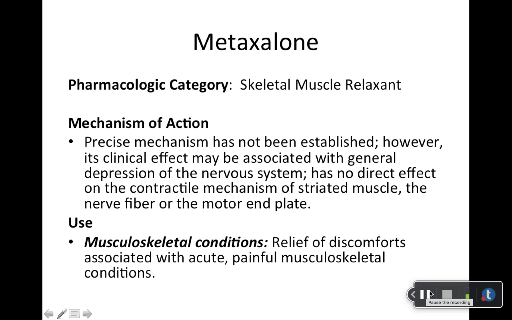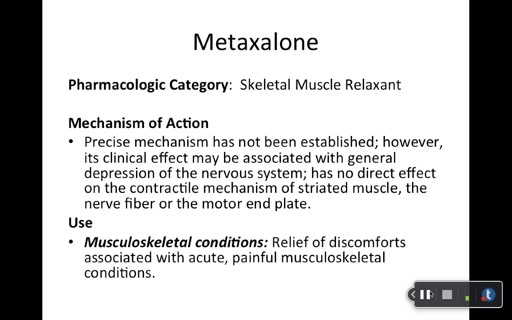metaxalone. This is a generic Skelaxin. Pharmacological category, it's a skeletal muscle relaxant. Mechanism of action, this is one that's not fully elucidated, so the precise mechanism has not been established. So I'm going to just read through it, but it's basically thought to be working via the nervous system. But like with the majority of my exam questions, if it's not fully elucidated, mechanism unknown, just go ahead and study that for the exam.